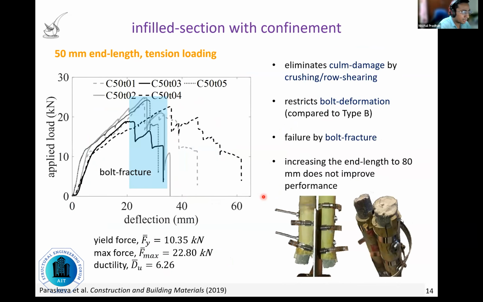Now, if you infill the connections with the help of cement mortar, you can achieve a bit higher strength, but the mortar infill restricts bolt deformation. As a result, the ductility is somewhat lower than hollow section specimens without mortar infill. The mortar infill also eliminates crushing and row shearing, and the failure is by bolt fracture. Now, you have to realize that increasing the end length does not really improve the performance.